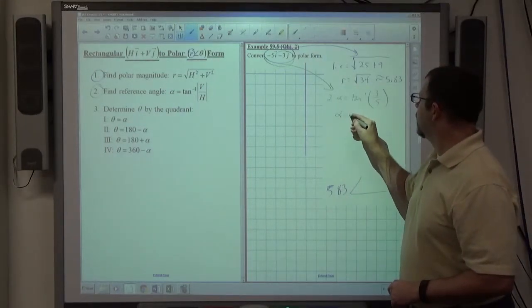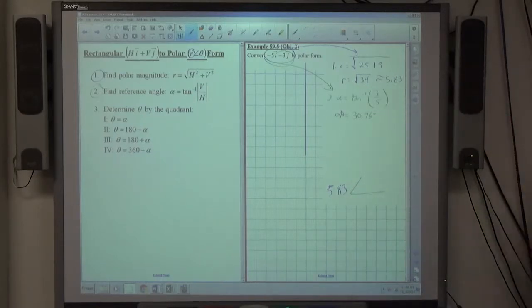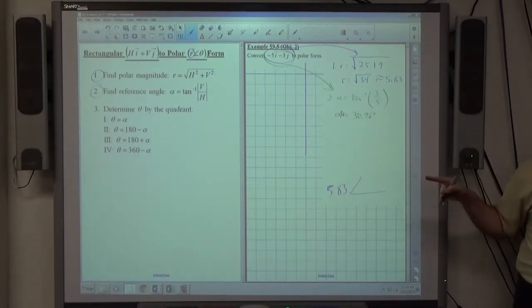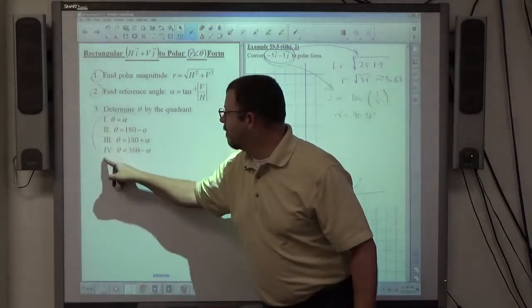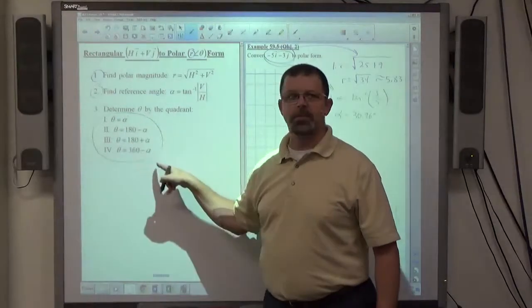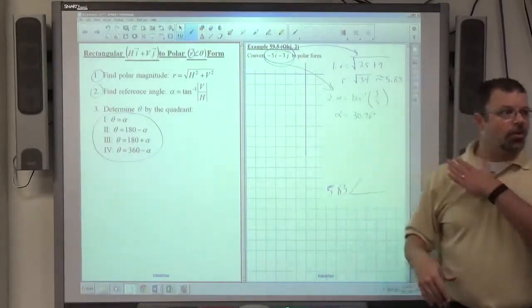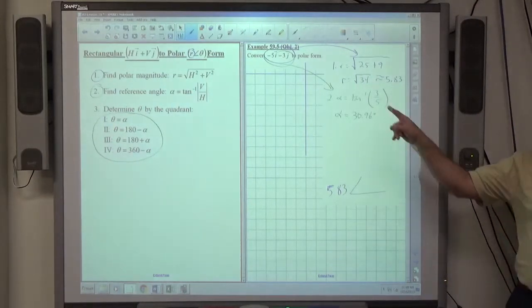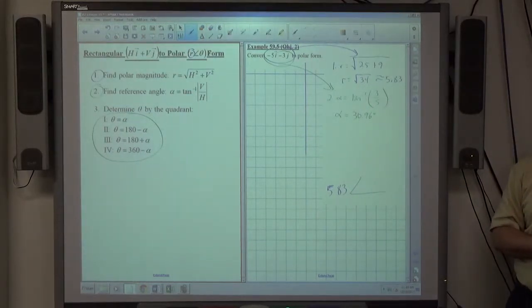So alpha is 30.96 degrees. That's what step 2 is. That is not what I'm looking for, but it's going to help me find that, because what alpha does is it tells me how to find theta based on alpha. It's going to be one of these 4 relationships. I have to pick the right one based on the quadrant. So that's all step 2 is. You find that reference angle measure, your calculator calculates it for you. Inverse tangent, v over h, type it in, you get some number between 0 and 90.